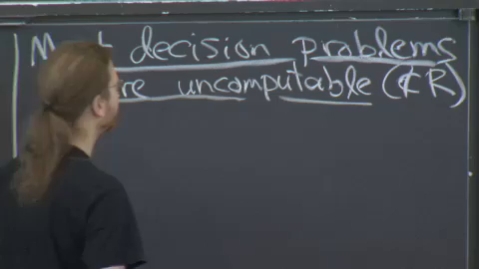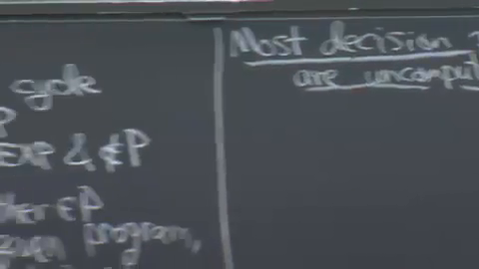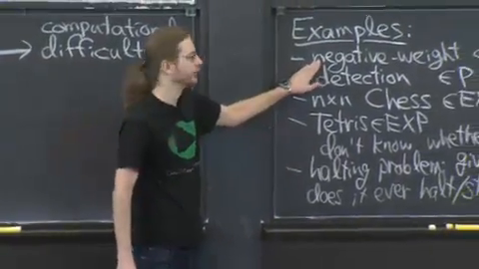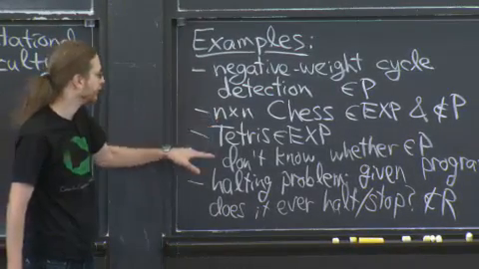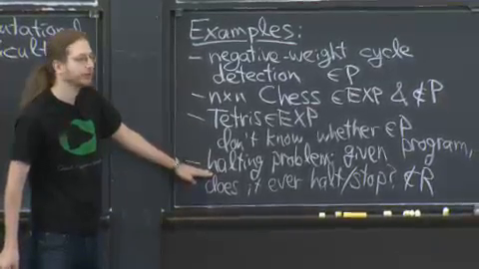I need one term, though, which is decision problems. All of these problems, I set it up in a way that the answer is binary, yes or no. Is there a negative weight cycle, yes or no? Does white win from this position in chess? Can you survive in Tetris? And does this program halt?